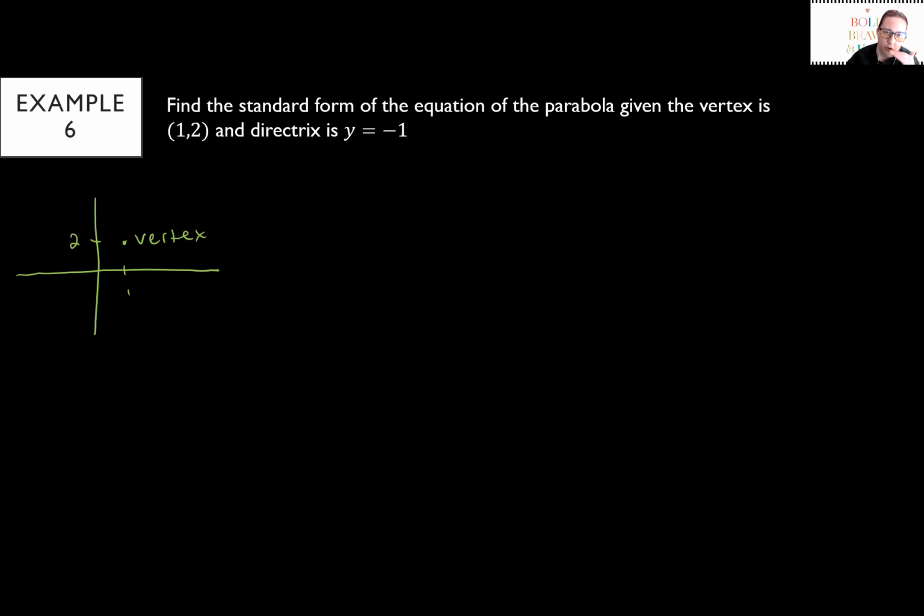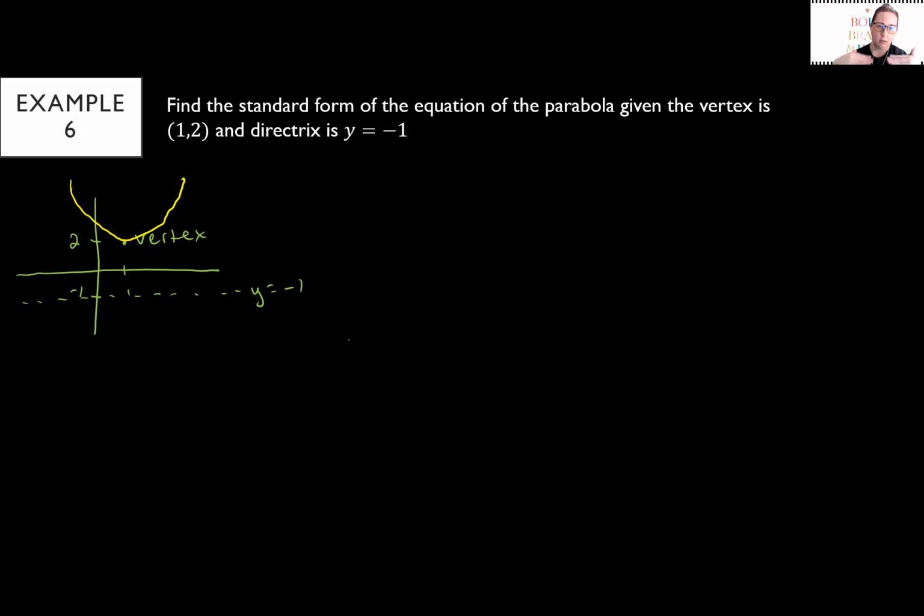And the directrix, so this is the equation of a line that our parabola is going away from. So I draw my directrix like it's the line for an asymptote. I draw it dashed. So that's the line y equals -1. So the parabola curves away from the directrix. So that means my parabola has to go up away from that flat line.